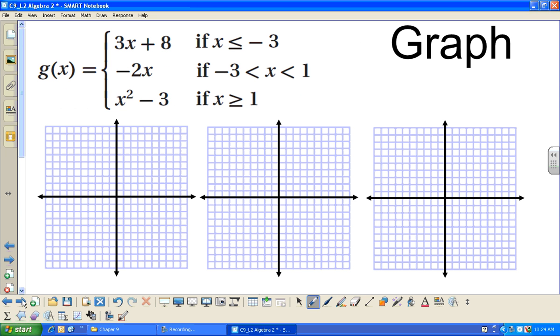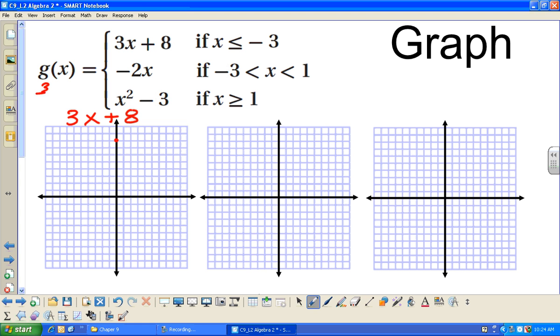Now if I were to graph a piecewise function, what I'm going to do first, before I look at my if statements, is graph each one of these equations separately. My first equation that I'm going to graph is 3x plus 8. This is in the format y equals mx plus b. B is my y-intercept, so that means I'm going up 8. My slope is a positive 3.